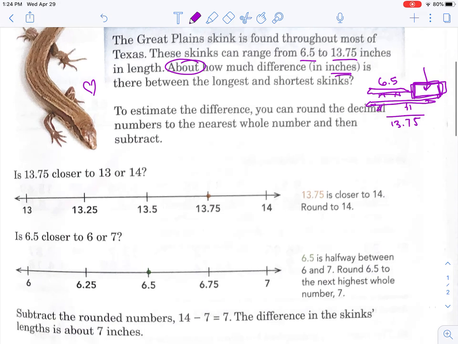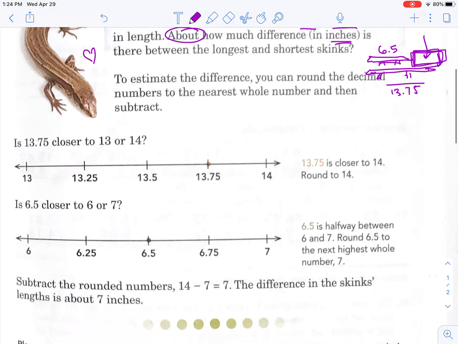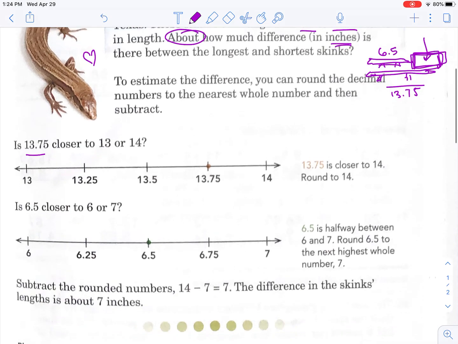So now let's look down further on our page. Is 13.75 closer to 13 or 14? So we're just looking now. If I thought about this with money again, a lot of these, because we're using the tenths and the hundredths place, is 75 cents closer to $1 or the next highest dollar, or did I round down to the next lowest dollar? So let's look at this chart.